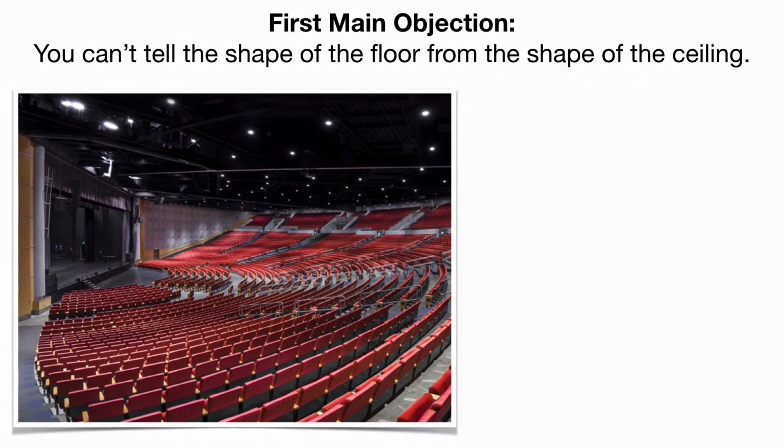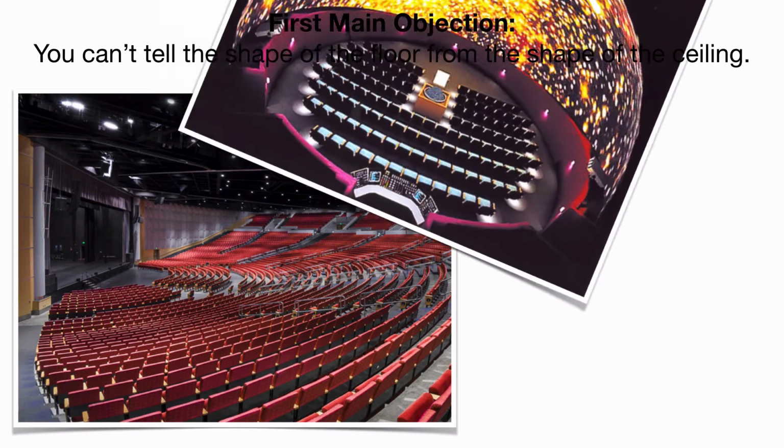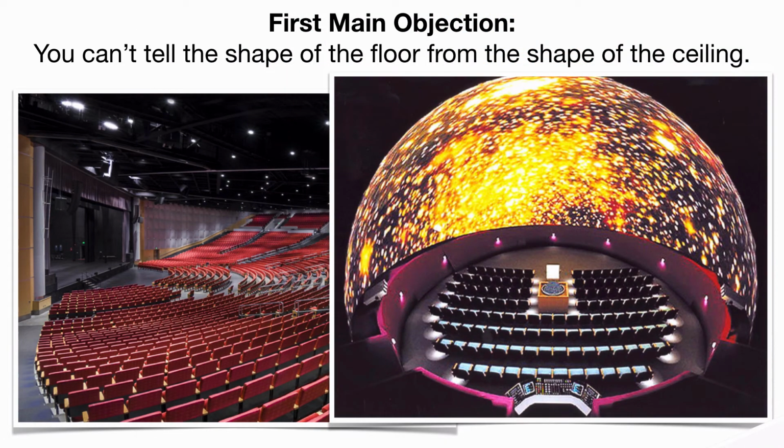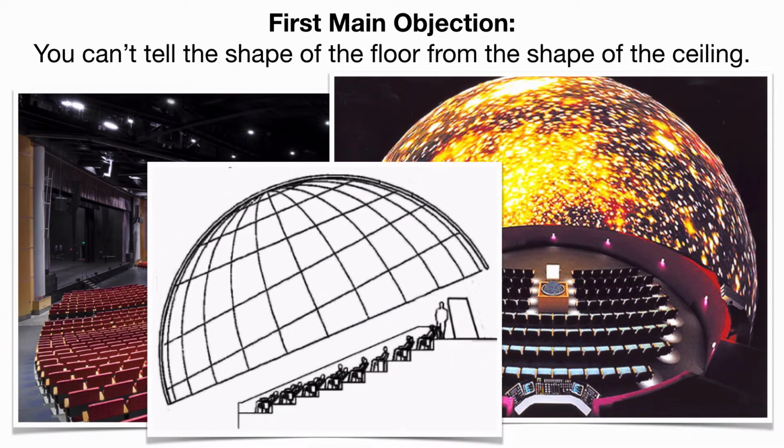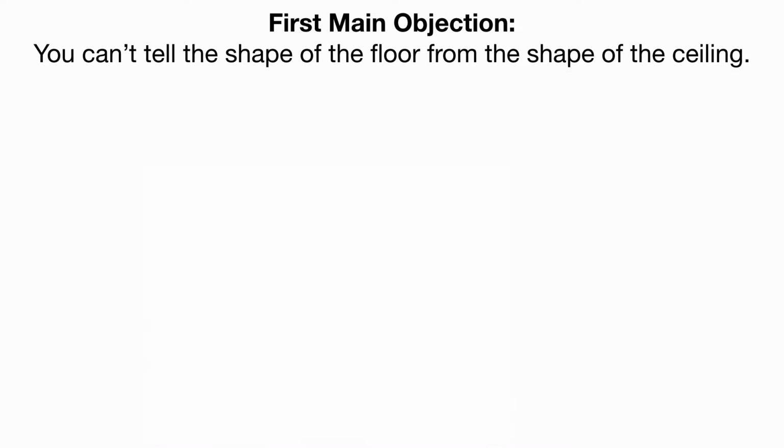In this theater, the floor is sort of dome-shaped, but the ceiling is flat. Here, the floor is flat, but the ceiling is dome-shaped. Here, the floor is angled, and then the ceiling is dome-shaped. So yes, you cannot tell the shape of the floor from the shape of the ceiling.